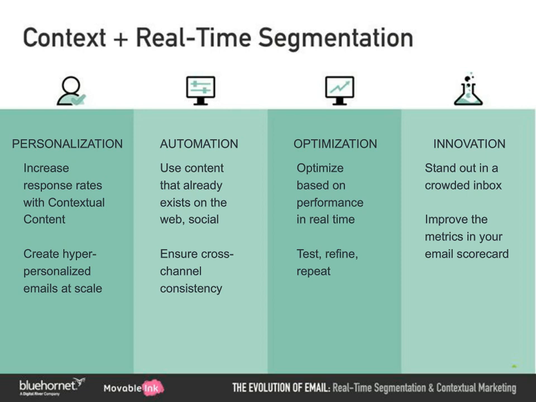The next piece is optimization, and Kat showed a number of great examples around optimization, but really being able to test a number of different factors in real time very easily and based upon different customer contexts is key. And the last piece is innovation, helping you really stand out in that crowded inbox.